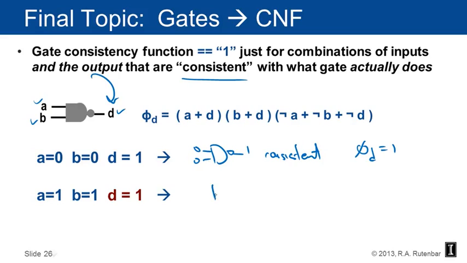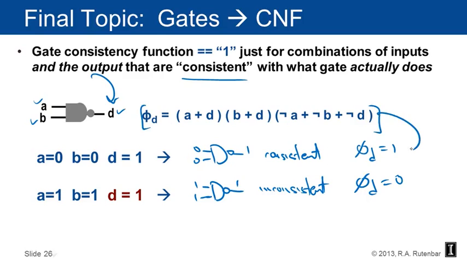But what if you did this instead? What if you put in two 1s? 1 and 1 is 1. 1 inverted is a 0. Unfortunately, I've just said that D is a 1. This is inconsistent. What will actually happen here is that phi D will be a 0. And so that's what phi D does. Phi D is a function that says, hey, is this what the gate does?